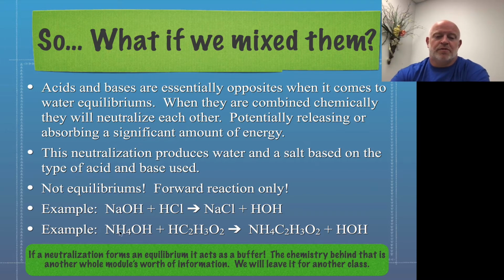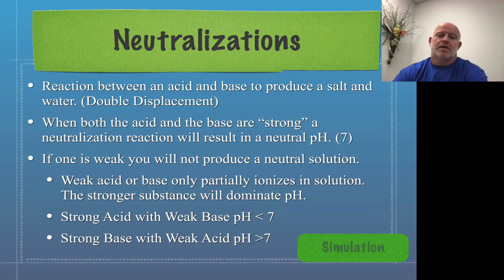Here's another example. We have ammonium hydroxide reacting with acetic acid. In this case, we get the ammonium ion with the acetate ion, so we get ammonium acetate, and then again, more water. So we see it's a different salt, but we're still making that happen. Now, with these neutralizations, a couple things to keep in mind. First of all, it is just a double displacement reaction. So again, much like other things in this unit, we're not really teaching you anything new. We're just applying your knowledge of double displacement reactions to acid-base chemistry.